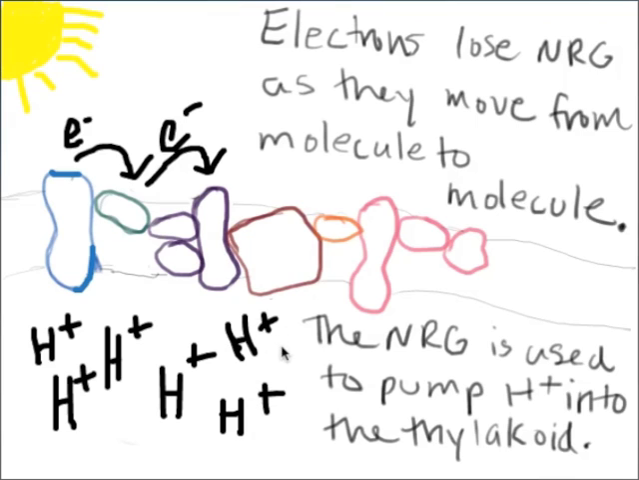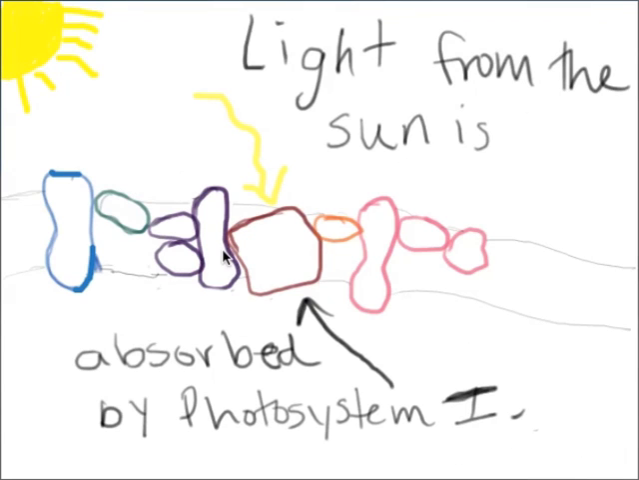Notice that hydrogen ions have a positive charge, which means you're building up positive charges within your thylakoid membrane. And remember, the energy to pump those hydrogen ions in comes from the energy the electrons lose as they move from molecule to molecule within the electron transport chain. And it requires energy, so it's active transport, just so you remember.